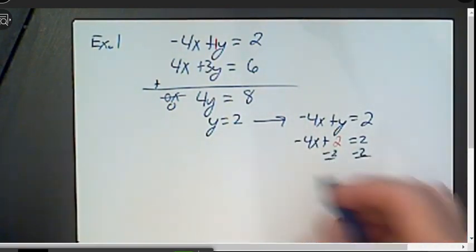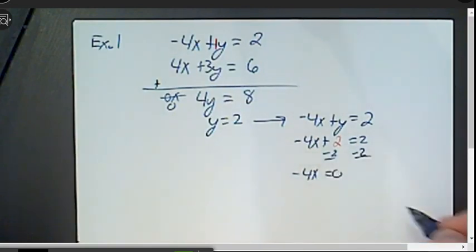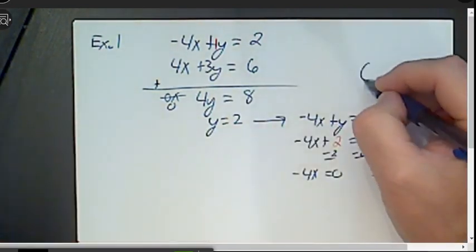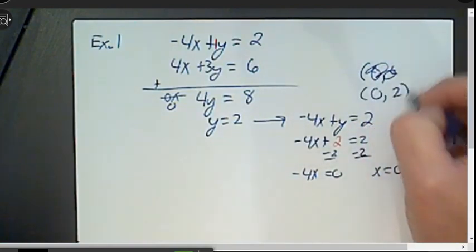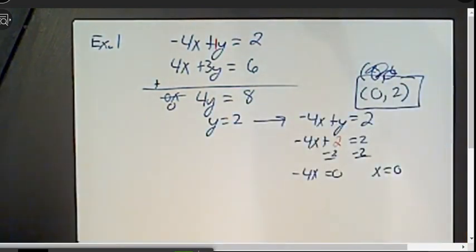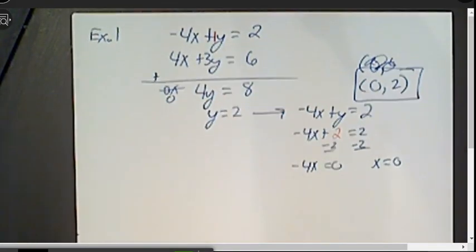Okay, and we're going to subtract 2 from both sides, so negative 4x equals 0. You take 0 and divide it by negative 4, that means x is going to be 0 also. So the final answer for that one would be (0, 2). Now they're not always going to be that easy, because that's just to show you the easiest one that's got the least amount of work to it. Probably most of them are going to look something like this.